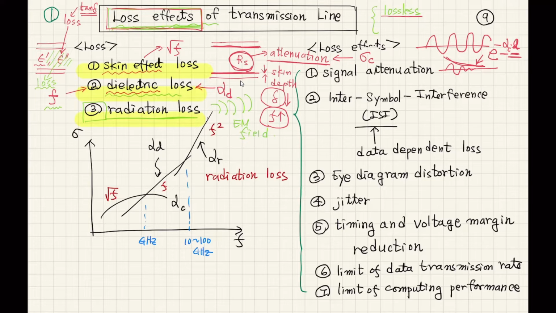Today, I'm going to shortly discuss the physics associated with the three losses. And in addition to that, I'm going to talk about the ISI, intersymbol interference, and that will be coming because of these three losses. And I'm going to talk about the eye diagram that has been affected by these three losses.